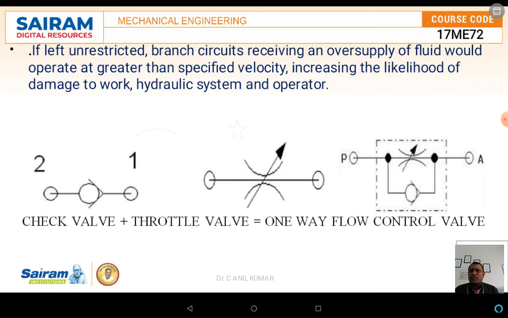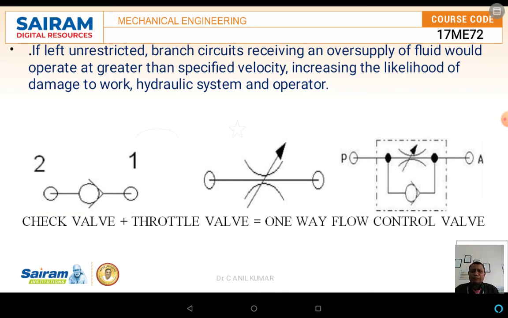Now here in this case, if the unrestricted branch circuit receives an oversupply of the fluid, it operates at a greater, or it may be a specified velocity, which may lead to an increase, or it may be damaging of the work, or it may be a circuit failure, and all those things take place.